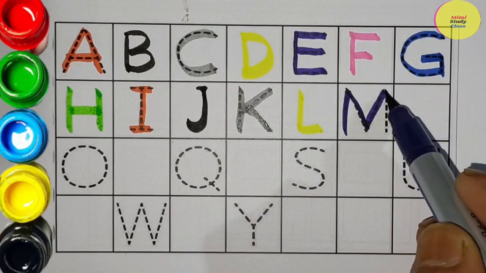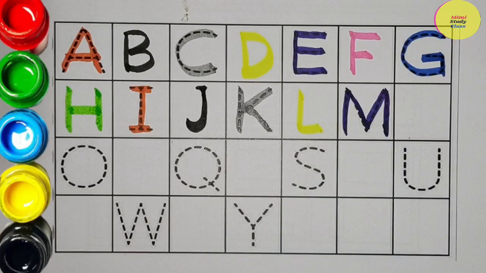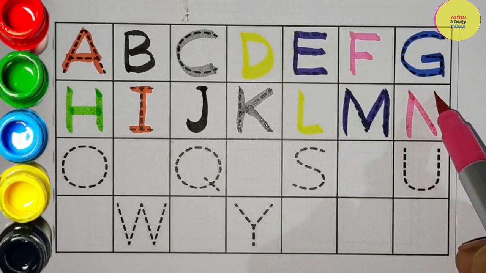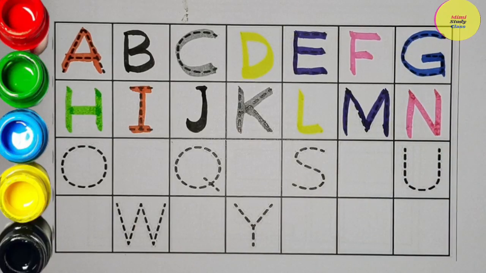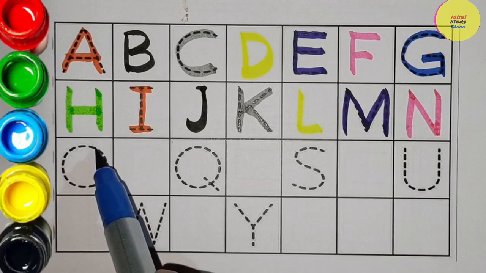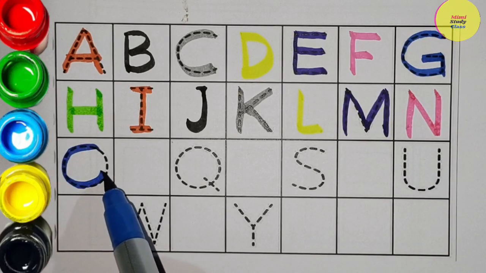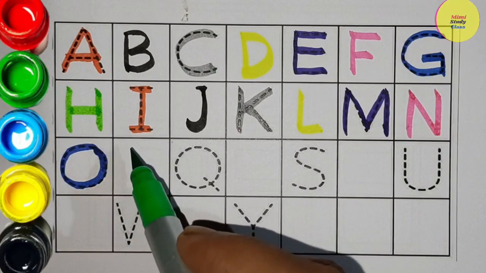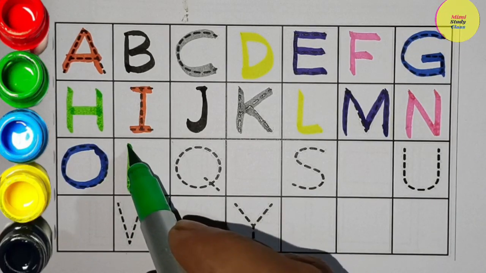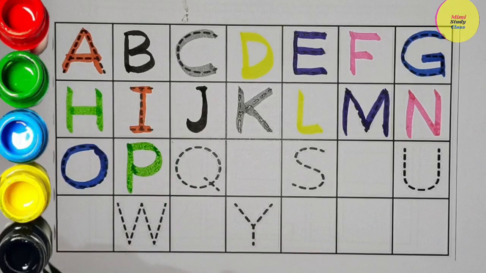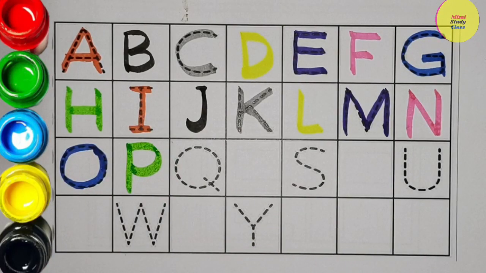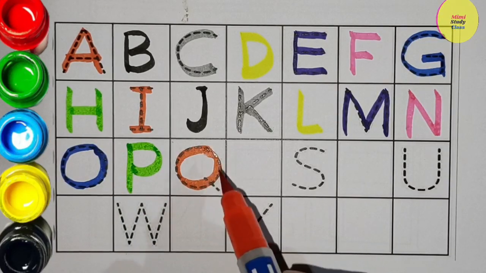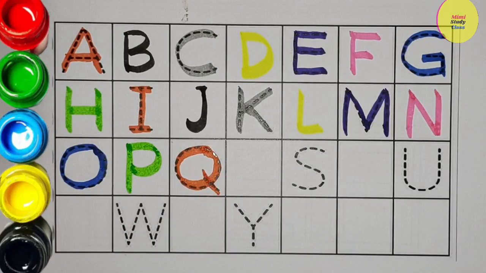M for monkey, M for monkey. N for nest, N for nest. O for orange, O for orange. P for parrot, P for parrot. Q for queen, Q for queen.